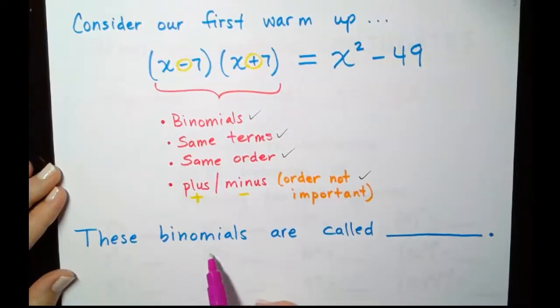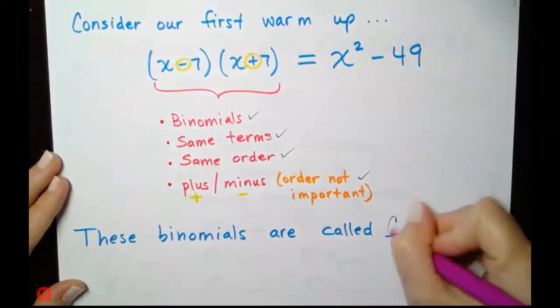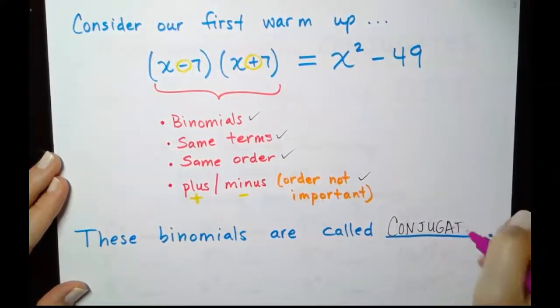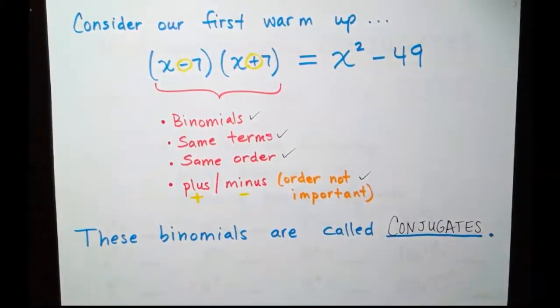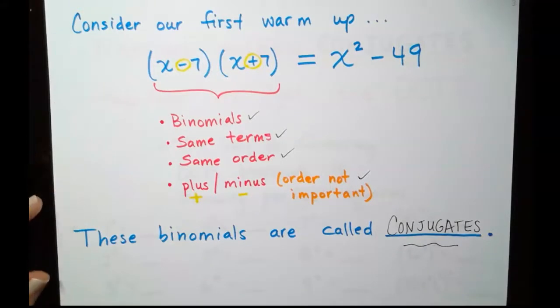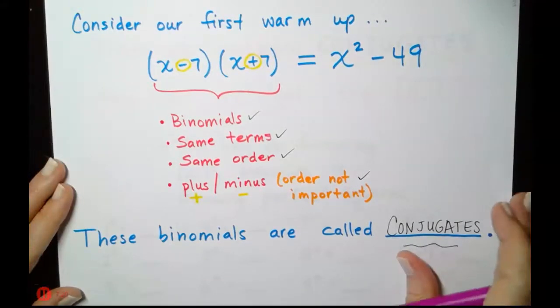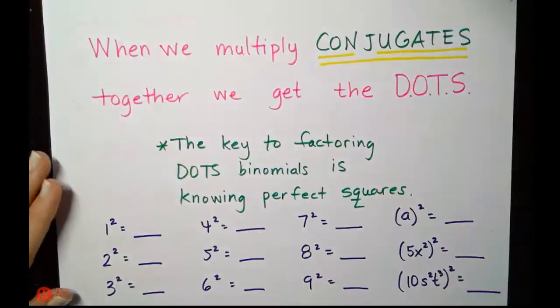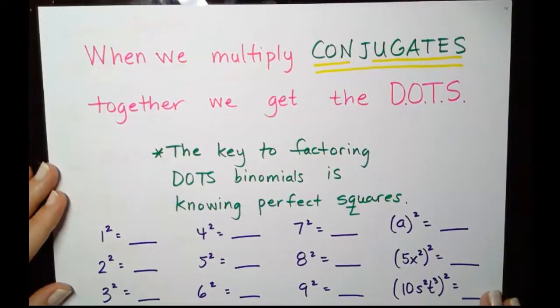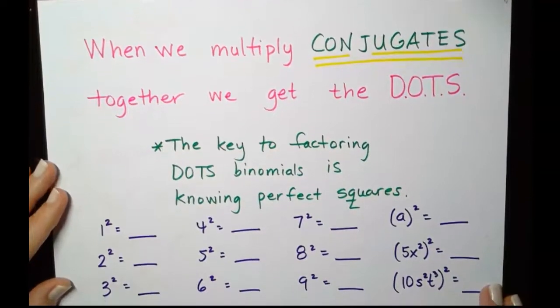Now, if they're both binomials with the same terms in the same order, one's a plus and one's a minus, these binomials are called conjugates. They are conjugate expressions. C-O-N-J-U-G-A-T-E-S. That is a big idea for the day. Be sure to write that down. When we multiply conjugates together, we get the difference of two squares every single time.